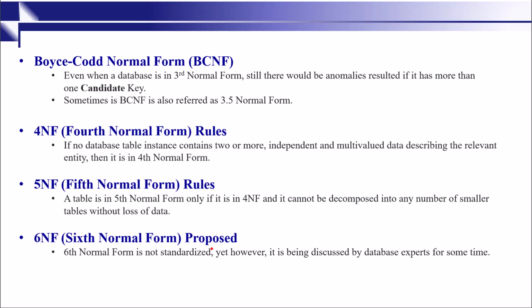Beyond 3NF, we have BCNF, which addresses anomalies from multiple candidate keys. Sometimes we call it 3.5NF. Then we have 4NF that eliminates multi-value dependencies, and this ensures no independent multi-value data. Then we have 5NF, which prevents lossy decomposition, and 6NF, though not standardized yet, it's discussed for future use. Each form tackles specific issues to make the database as robust as possible.